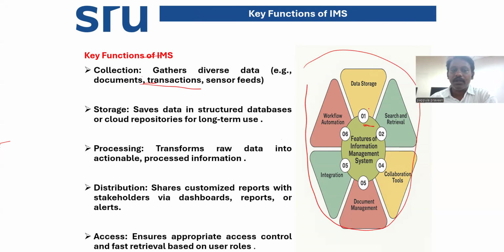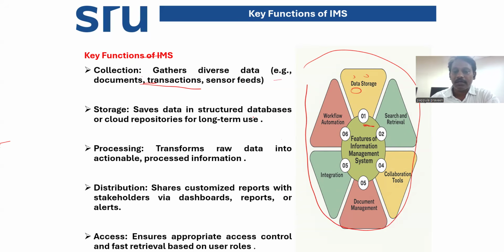Data storage: it saves data in structured databases or cloud repositories for long-term use. Here we have to store the data, for example in single systems or servers, or we store the data in cloud repositories. Next, we collect the data from various sources like Word documents, transaction databases, and sensor feeds. Presently, we all use IoT, so by using sensor feeds we store the data.